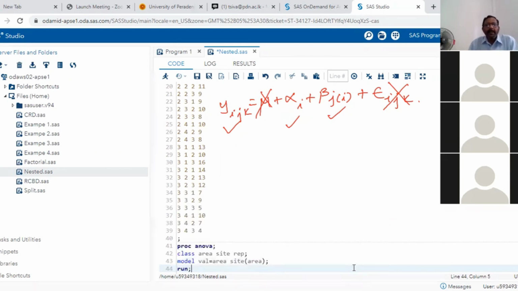We are going to run the program. Have you all written down the program? Everybody should know the meaning of site within the area. Site is nested within the area, so that is why we are writing site within area. Once you say okay, I can execute the program.